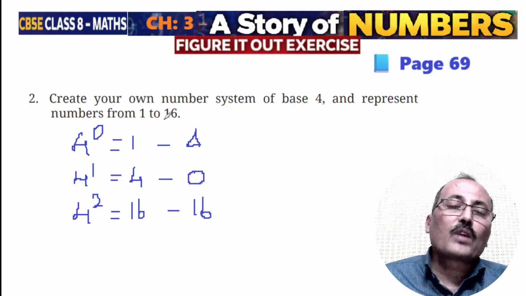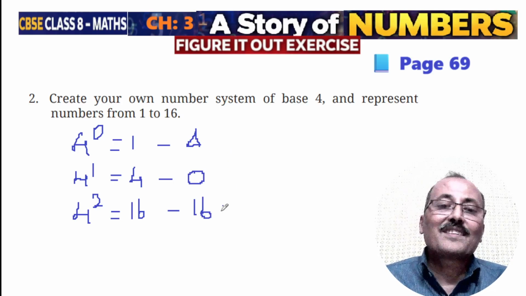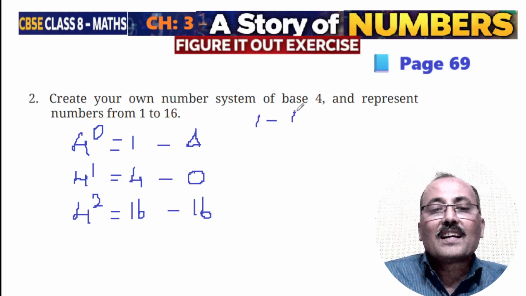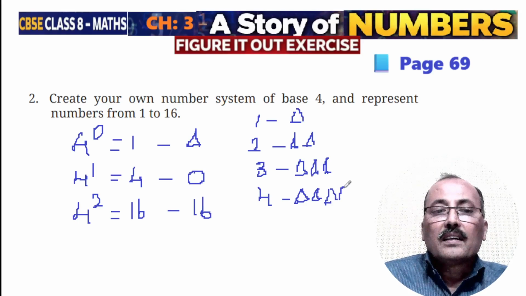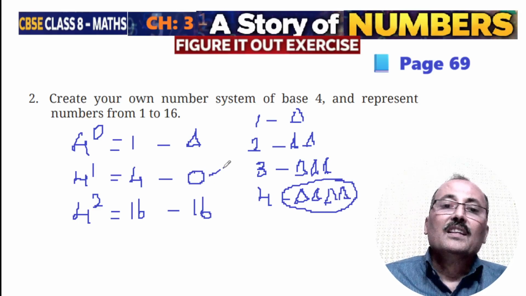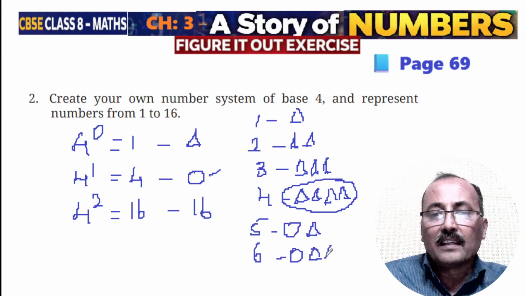Now they're asking to write the numbers from 1 to 16. For 16, okay, no problem. Now I'll write 1. For 1, I consider a triangle. 2, I'll consider 2 triangles. 3 triangles. 4 triangles, then here 4 triangles are replaced by a circle. Okay, that is 4. Then for 5, 1 circle and 1 triangle. For 6, 1 circle, 2 triangles.